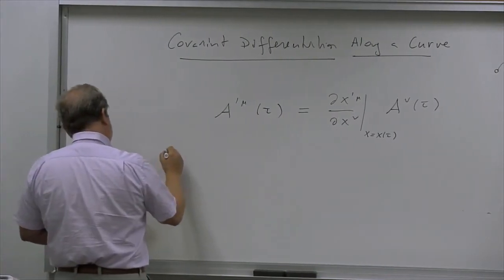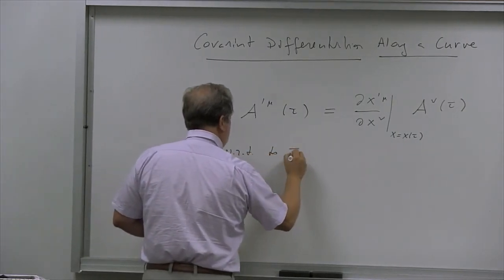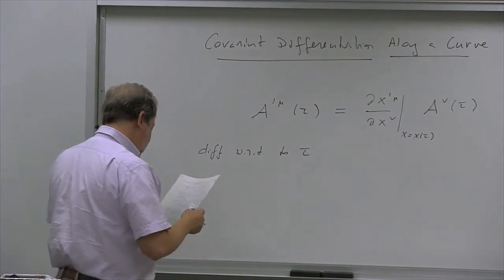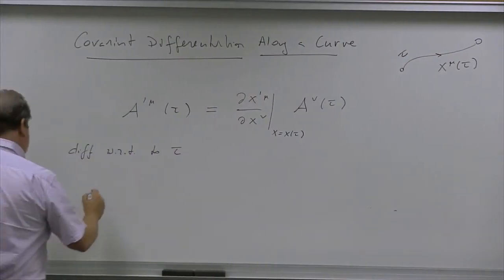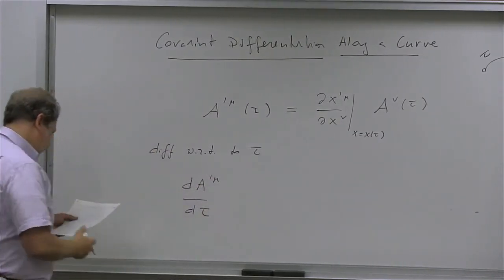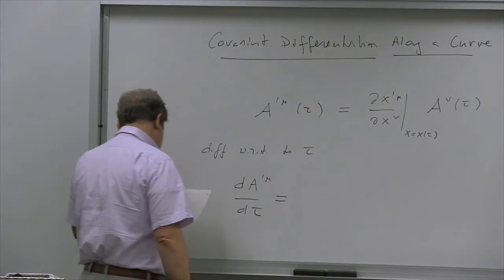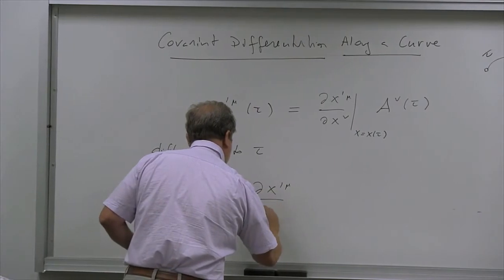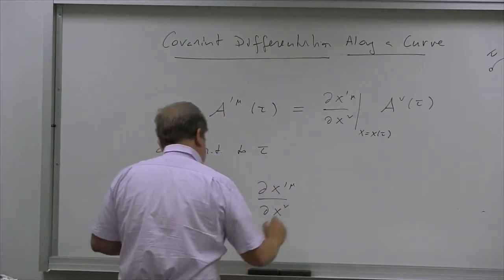So the next thing we do is differentiate with respect to tau, so with respect to this parameter that describes how far along we are along this curve. So that means that we calculate dA prime mu by d tau, and again, we have 2 terms. So we have the derivative of x prime mu by dx nu, times dA nu by d tau.